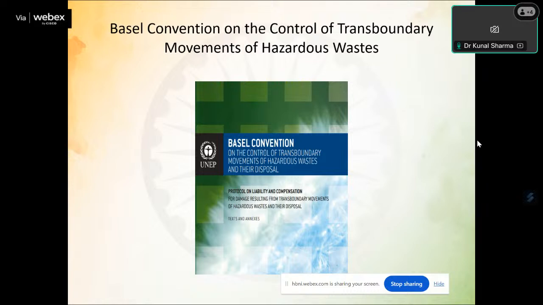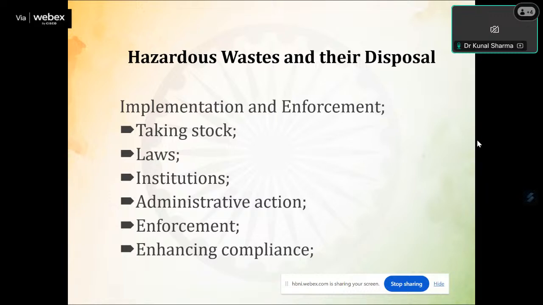Next, another important convention is the Basel Convention. It is on the control of transboundary movement of hazardous waste. It is also a very important convention, particularly for chemical hazards, chemical safety, or chemical disaster. It talks about hazardous waste and its disposal, implementation and enforcement, taking stock, laws, institutions, administrative actions, enforcement, and enhancing compliance. So this particular Basel Convention has all the parameters about hazardous waste and disposal.